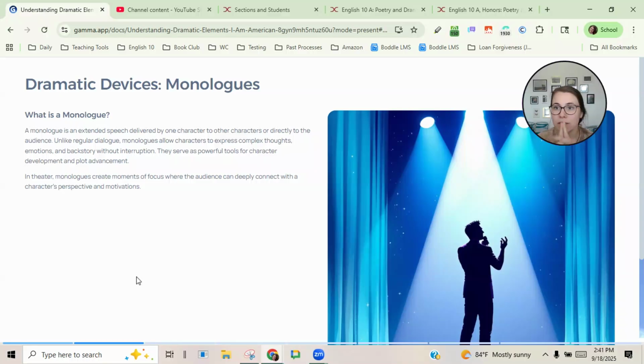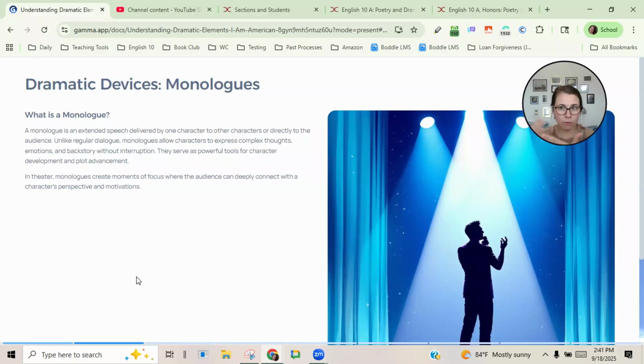So dramatic devices. The first one we're going to talk about is a monologue. A monologue is a long speech. So a character's up on stage and they are talking either to one other character or to the audience or both. And it's like they're trying to mull over something, right? They're thinking through complex thoughts. They're thinking through complex emotions. They're explaining a backstory without interruption from other characters.